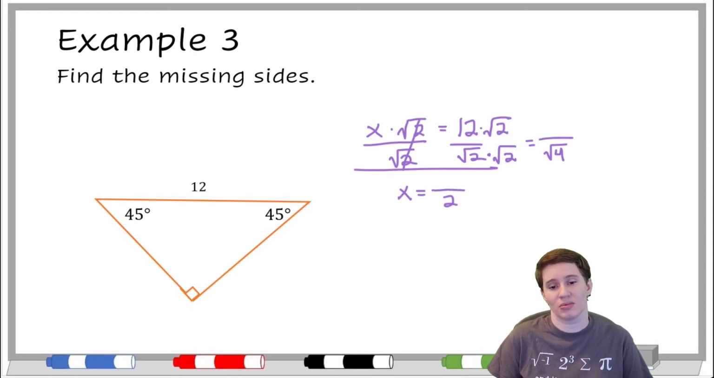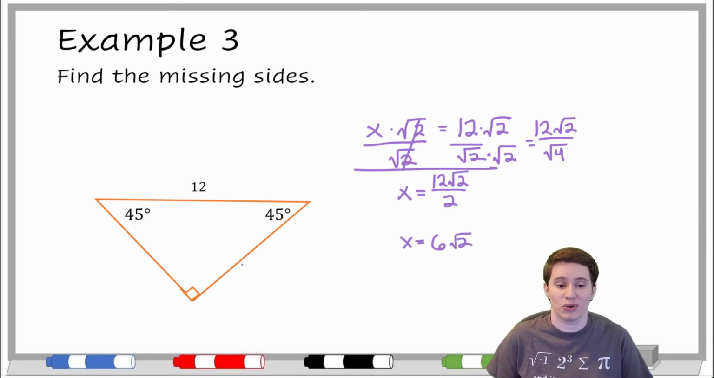So on bottom, I'm going to be left with 2. On top, I have 12 times the square root of 2, which I can't actually do anything with. So that's going to be 12 square roots of 2. Now I can simplify these numbers that are outside my square root, the 12 and the 2. So this ends up being 6 square roots of 2. And that means both of our legs have a length of 6 square root of 2.